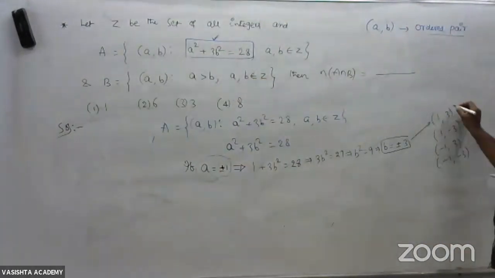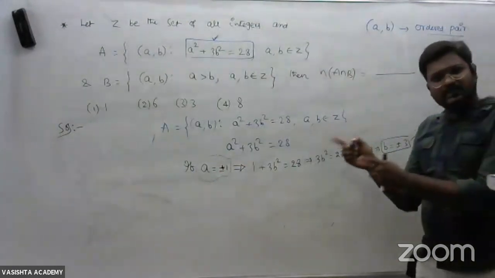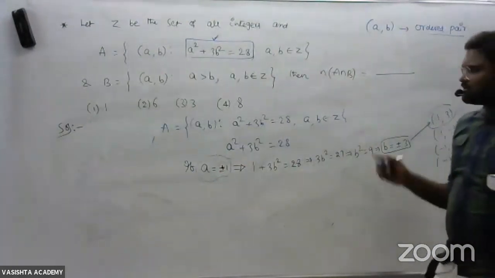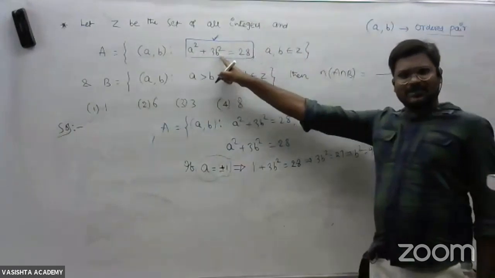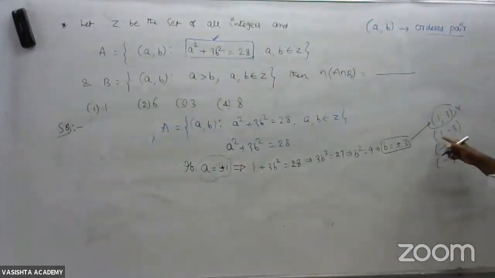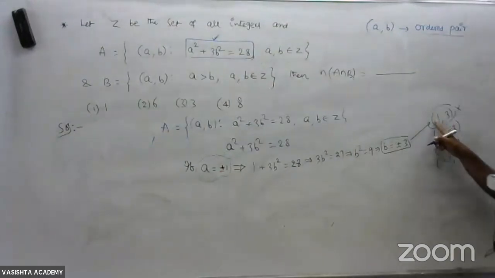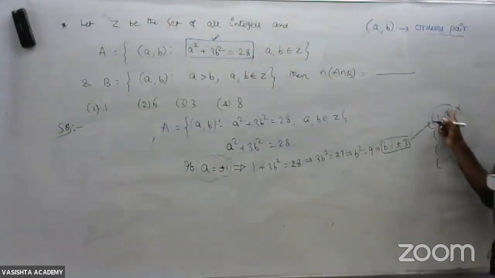So for example, if you are taking this one, it should belong to B also. Then only it will belong to A intersection B. What is the meaning of intersection? Which belongs to both A as well as B. But obviously this is not correct. Isn't it? 1 greater than 3, it is wrong. Because we have to take A greater than B. First number should be greater than the second one in this ordered pair.